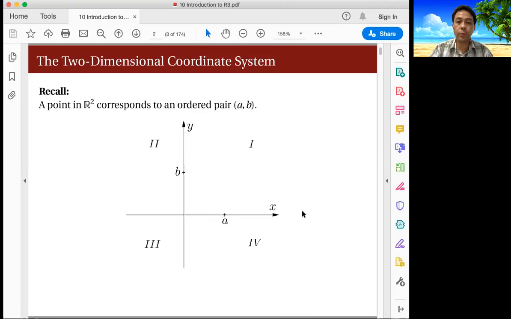First we have two axes, the x-axis, which is horizontal, and the y-axis, which is vertical. These two axes divide the plane into four quadrants. To locate the point (a, b), you just locate the value a on the x-axis and draw a vertical line through that point, and then you locate the point b on the y-axis and draw a horizontal line through that point, and the intersection of these two lines will be your point with coordinates (a, b).